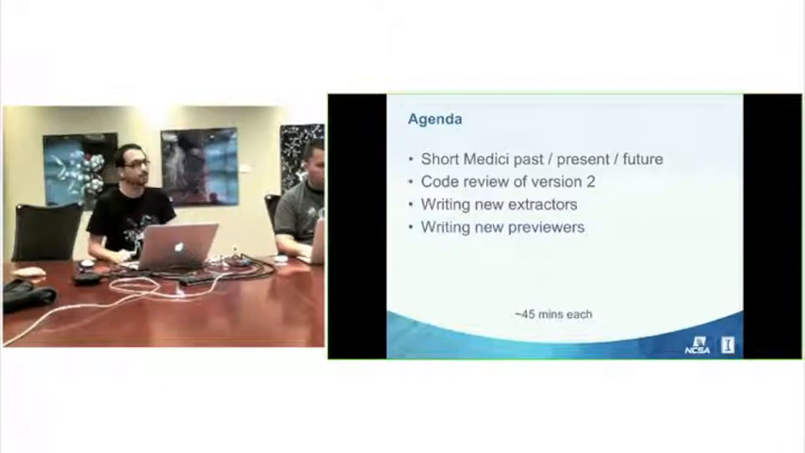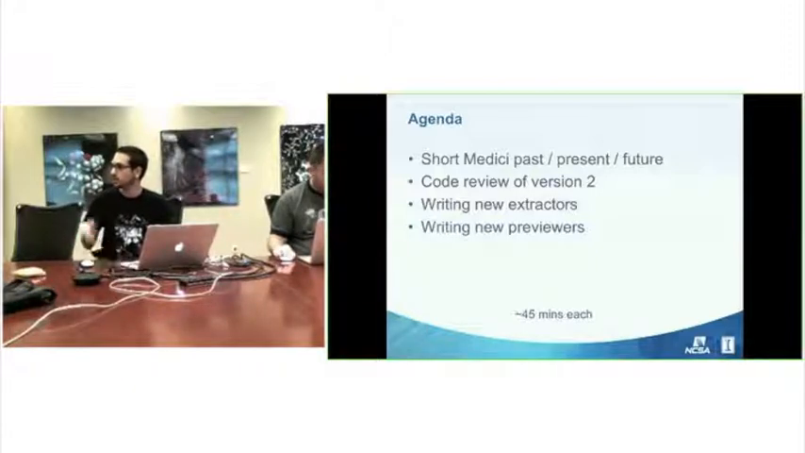This is the agenda. I'll do a short past, present, and future. Then I'll do a code review of version 2. Ideally, by that point, you have your code checked out, so you can follow along inside the code. Then we'll together write an extractor or write a previewer, and learn what those are. My goal is to stay within 45 minutes for each.